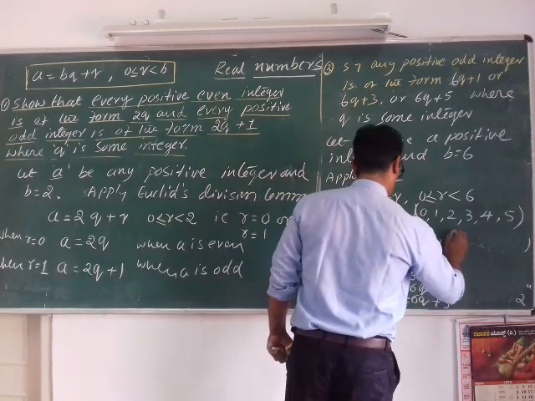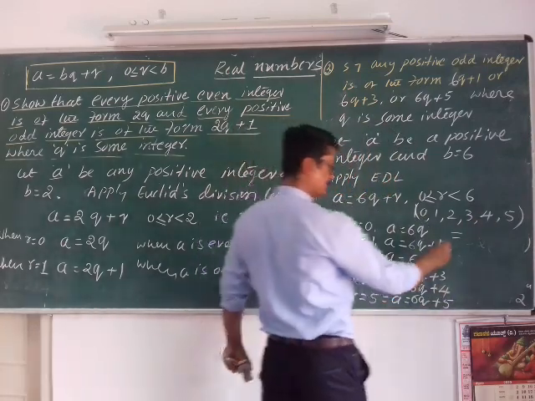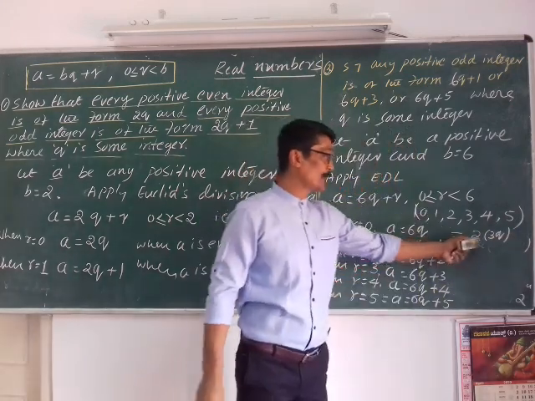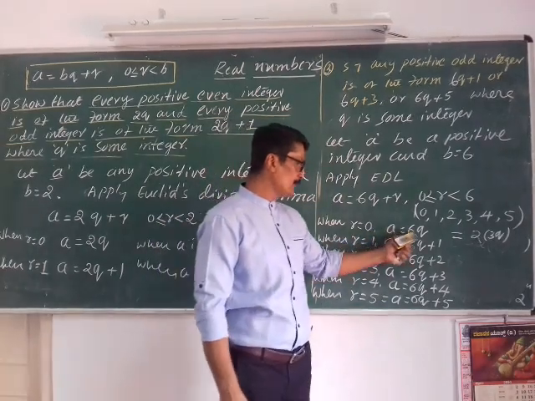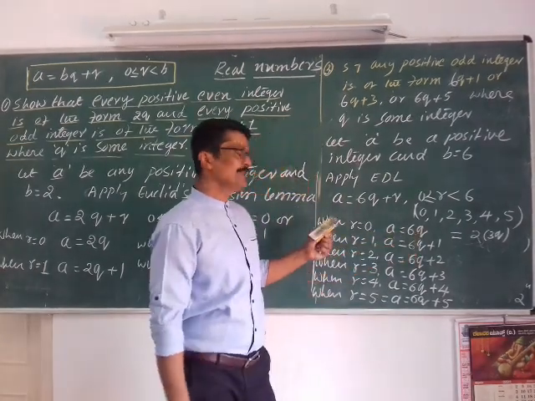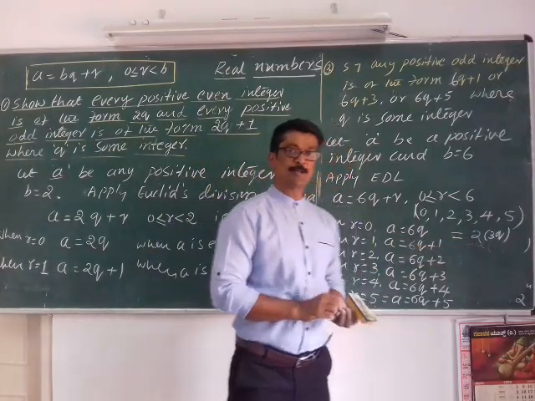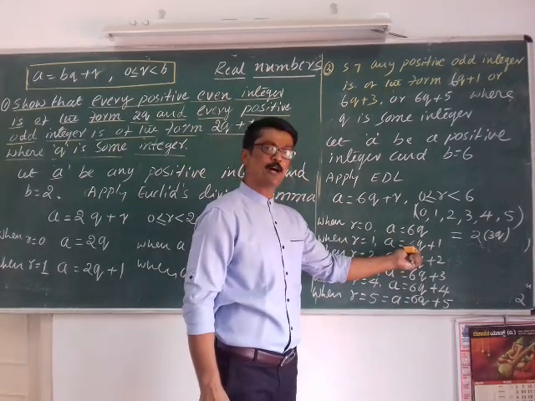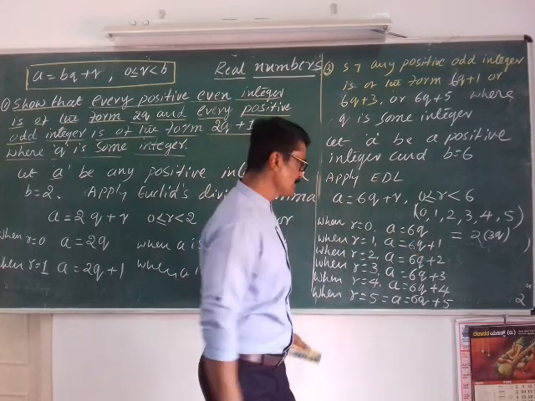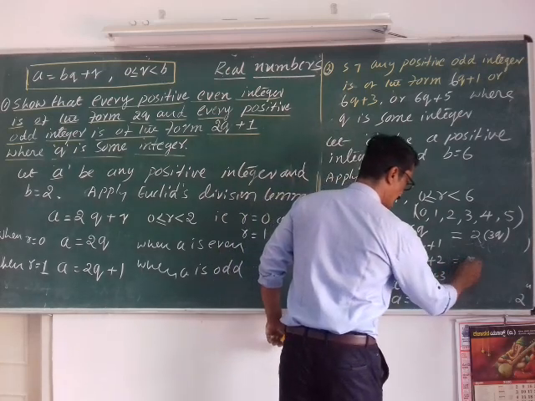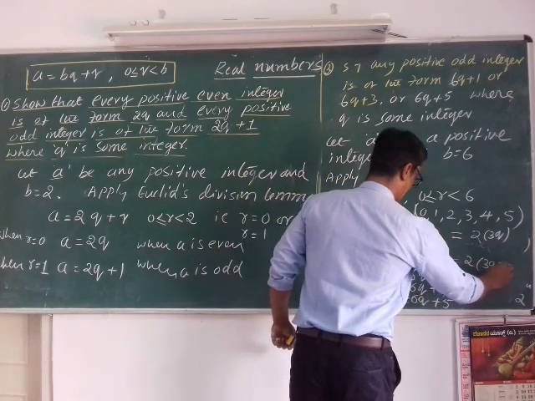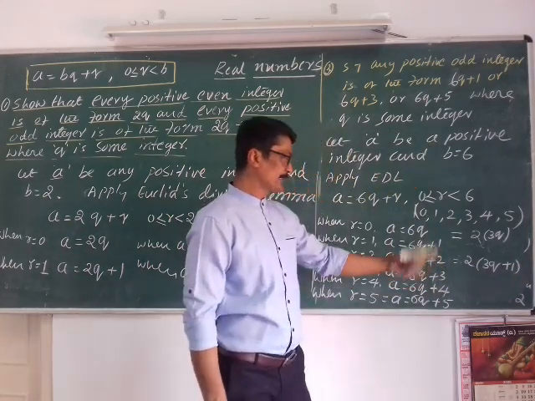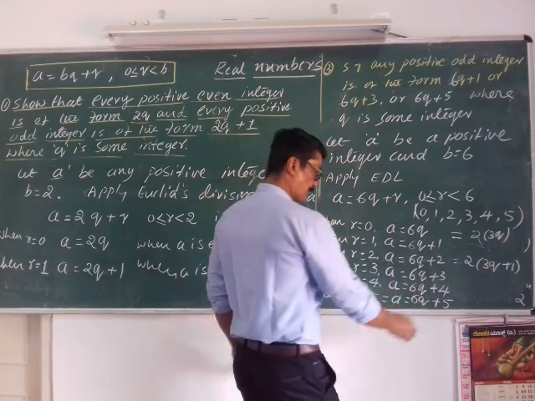See, 6q can be written as 2 into 3q. That means it is a multiple of 2. So if it is of the form 6q, it will be an even number because it is a multiple of 2. See, this one cannot be written as a multiple of 2, or it is not divisible by 2. Here you can take 2 as common factor and write it as 3q plus 1. So if it is of the form 6q plus 2, once again it will be an even number.